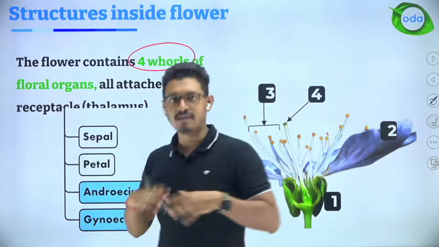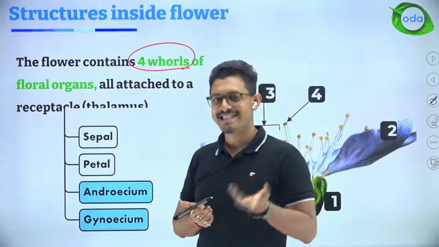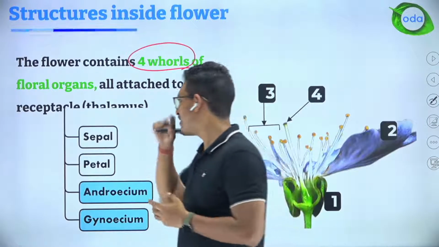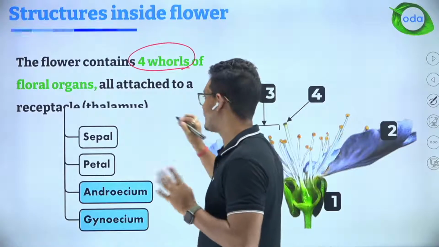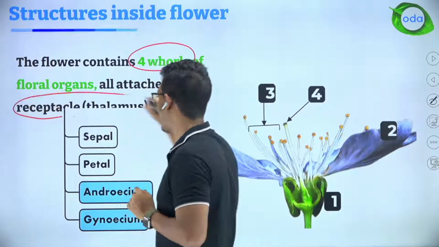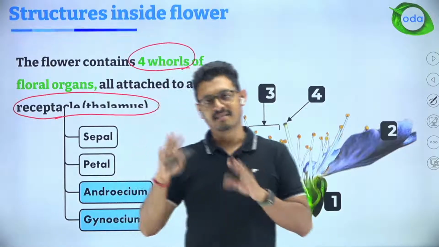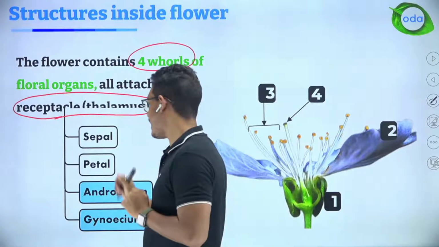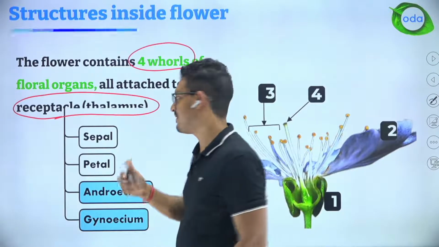Okay. Or if saying whorls again and again somehow gets your tongue twisted, say rings. There are four rings of the floral organs, and they are all attached at the receptacle or thalamus. They are in the sequence of going from outside to inside the flower.